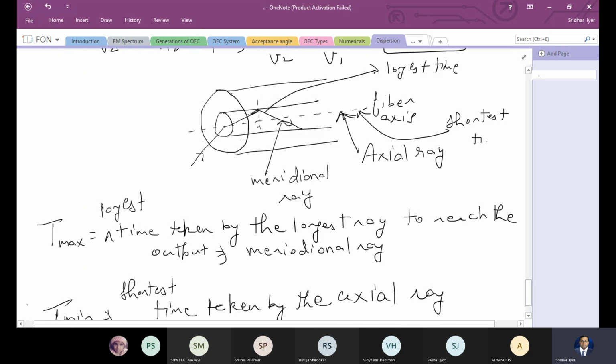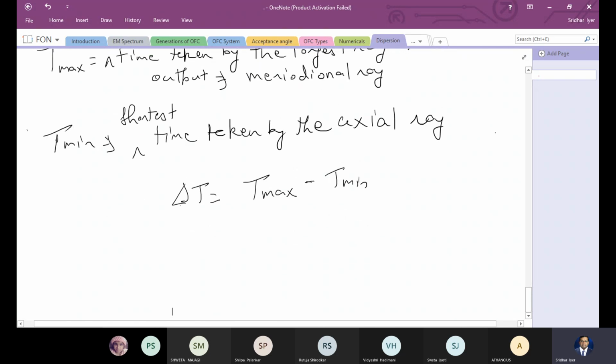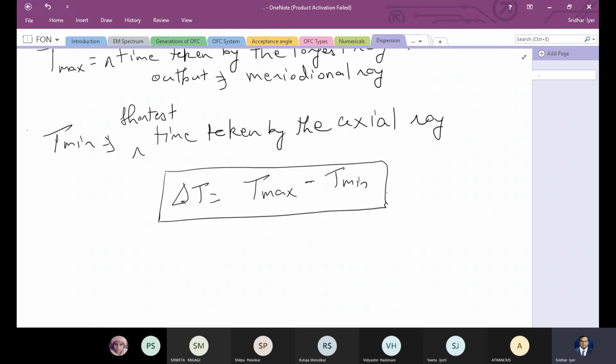With the shortest time, that is the longest time and the shortest time to reach the destination, that is at the receiver, right? So based on this, now we can calculate that delta T. So what is the time difference for these two rays to reach the destination of the fiber, right? So what happens at the destination?